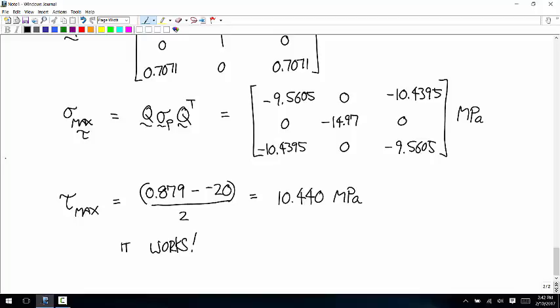So just using the simple formula where we didn't do any rotations or anything, we just take the maximum principal stress minus the minimum principal stress divided by 2, and we get 10.44. And going through all the rotations and stuff, we found 10.44 also. For the maximum shear stress, all we care about is the absolute value.